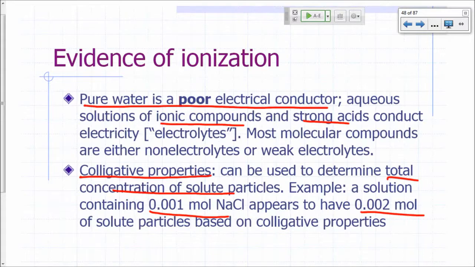So that's another evidence of ionization. That's what we're going to talk about next.